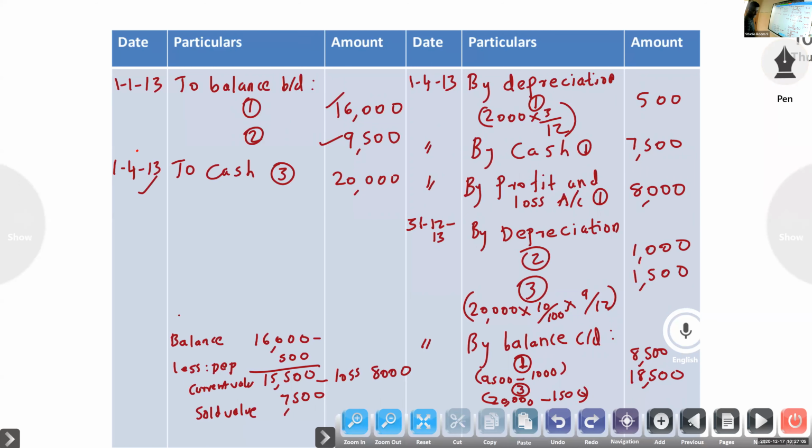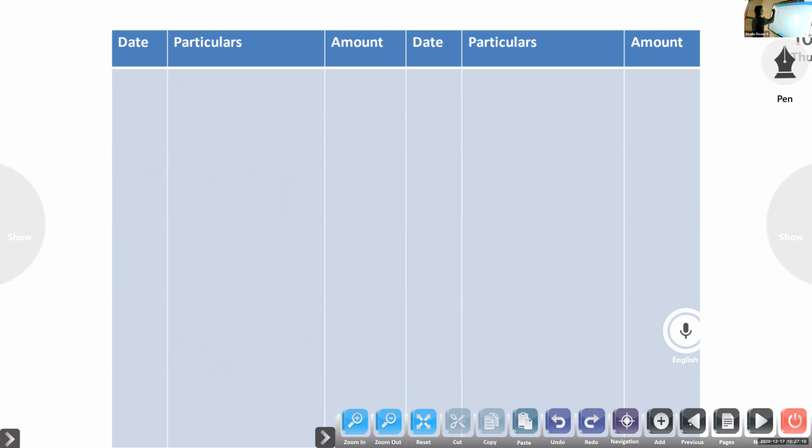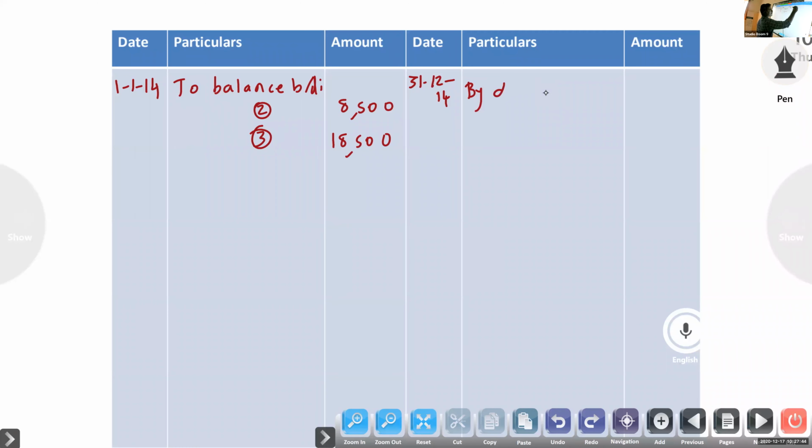Next, 1st January 2014, to balance BD, 8,500 and 18,500. There are no other transactions. 31st December 2014, by depreciation.